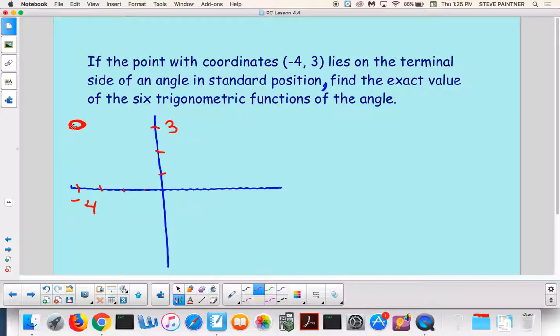If the point with coordinates -4, 3, I drew it. Left 4, up 3. If the coordinates without those, that point lies at -4, 3, lies on the terminal side of an angle in standard position. What is this? What does that even mean to you?